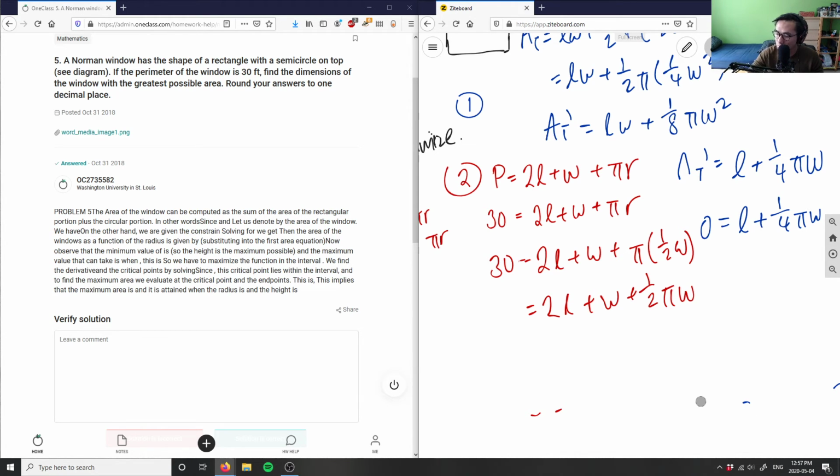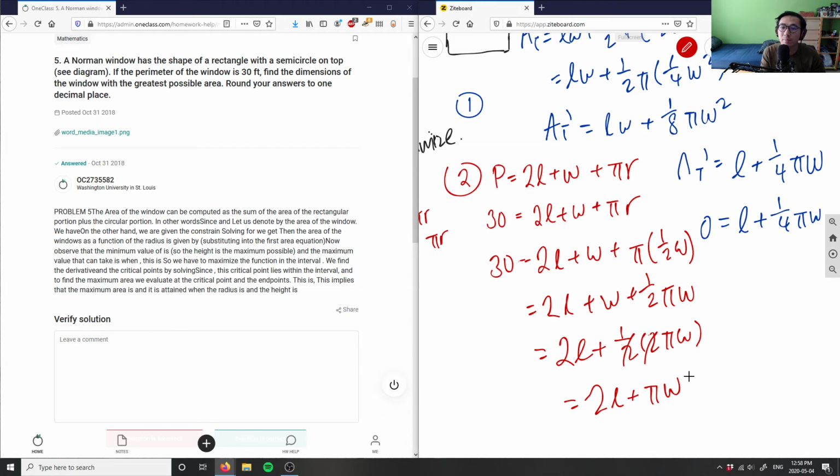Let me just erase these guys here. I have 2L plus half pi w here. And then I can simplify this by saying 2L plus, I have 2 w's here, which I can say that I have half times 2 pi w here, which is simply just 2L plus 2. These two cancel out, so I have pi w. So, yes, I believe, or actually, hold up.